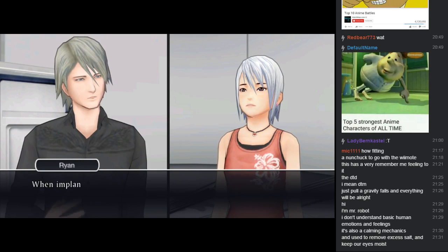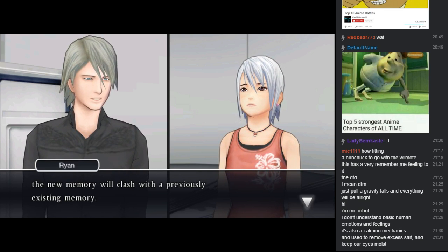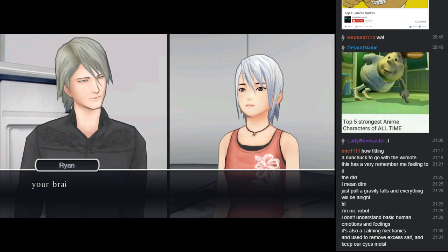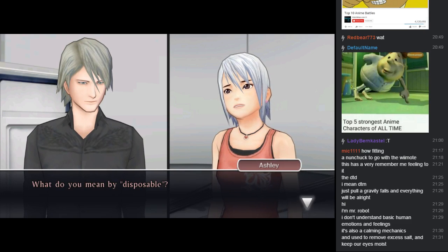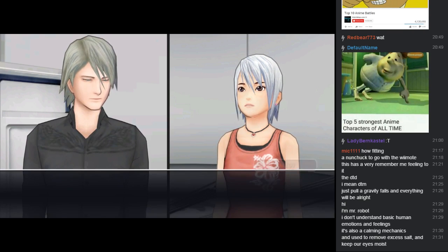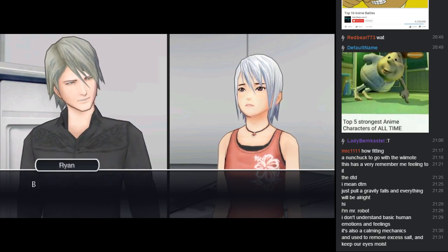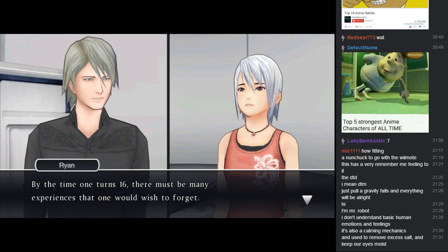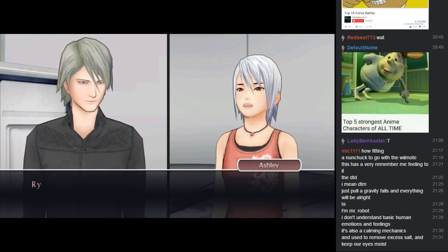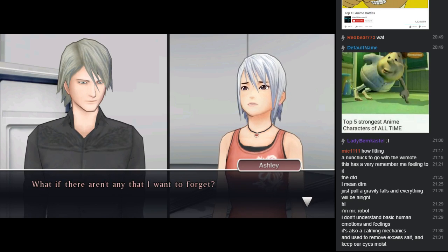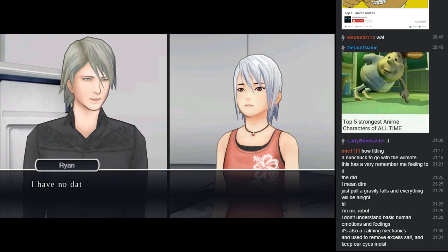Our brain stores the memories which contain data for past and present events. And if you implant new memories, they will clash with previous memories. If the original memory is disposable, your brain will erase it and overwrite it. Disposable being something you want to forget. Oh boy. I am so disposable. By the time one turns 16, there must be many experiences one would wish to forget, I guess. That seems like an awfully vague thing to say, though. Terrible affirmation.